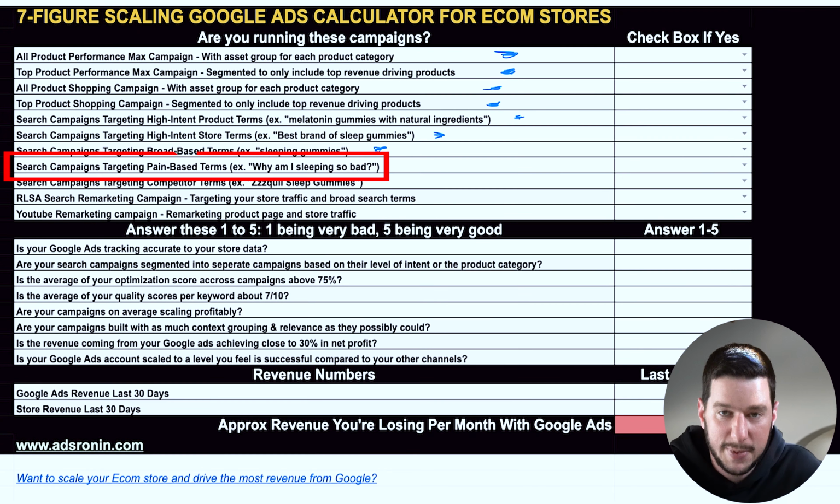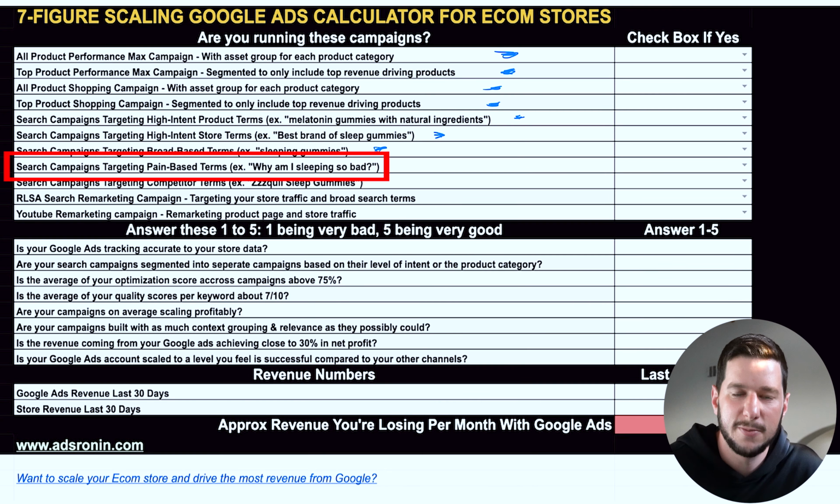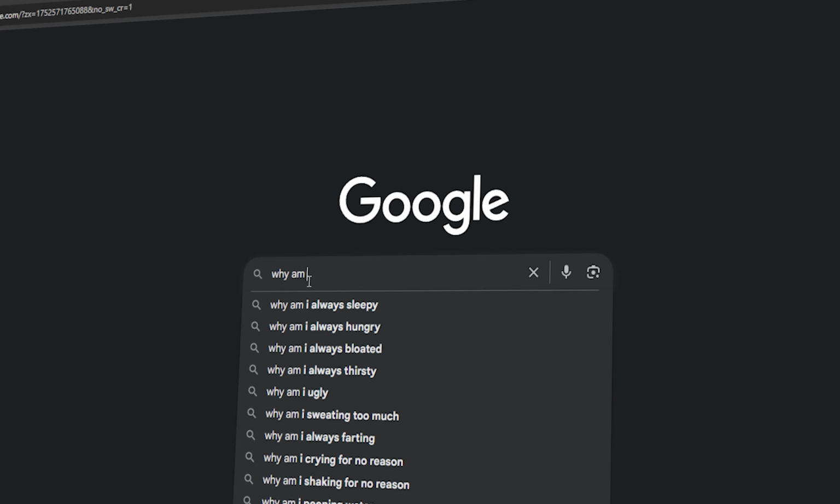Next is going to be pain-based terms. So people who are not product aware, but they're pain aware. People searching things like, why am I sleeping so bad? They have the problem, they just don't know the solution yet. So these are really symptom-based terms. I say symptom, that's not really a play on medical terms. It's more so they're aware of that pain and you want to sell them the product for that.